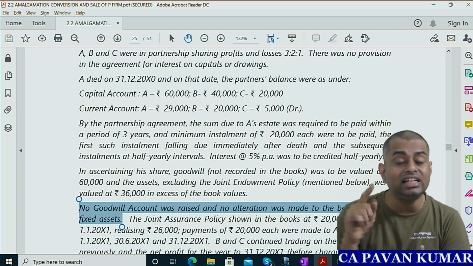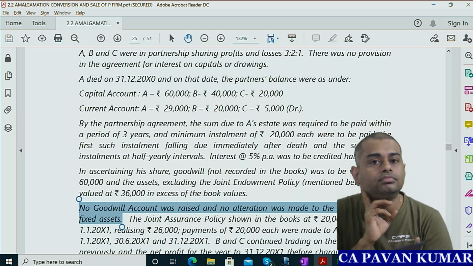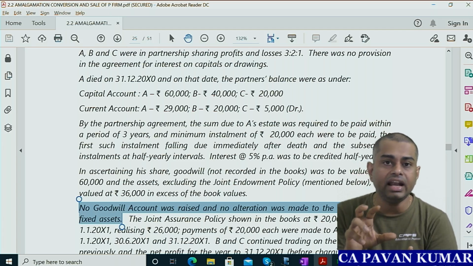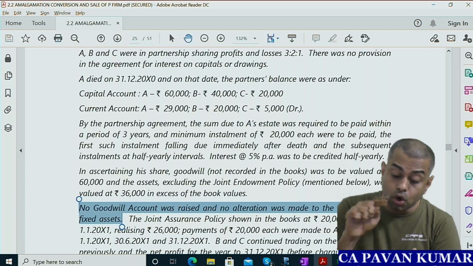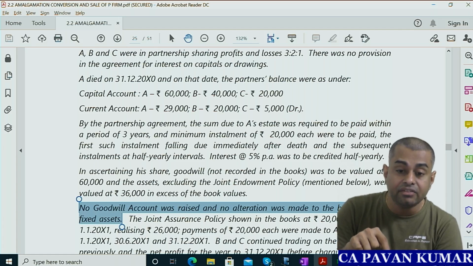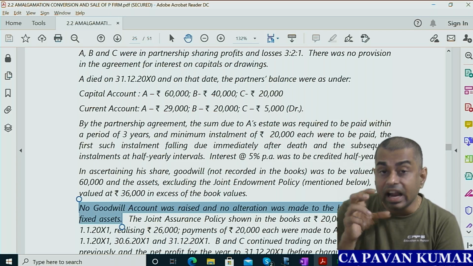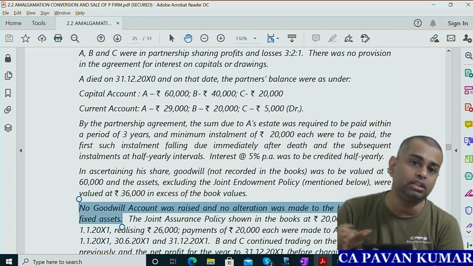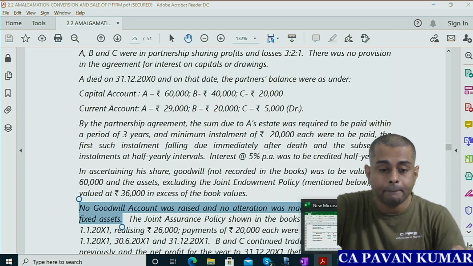After death, that 60,000 will be enjoyed by remaining 2 people in 2:1 ratio. A died, remaining B and C will continue in 2:1 ratio. So after death, 60,000 divided by 3 into 2, B will get 40,000 and C will get 20,000. Okay, now how this is to be done? Look here.